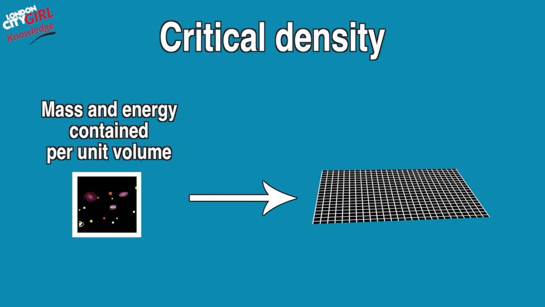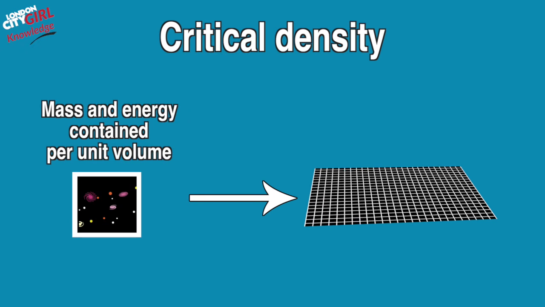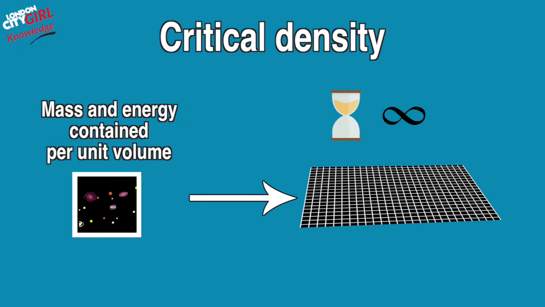That means the gravity produced by the mass and energy in the universe is such that it perfectly balances out the stretching of the universe. When the universe has critical density, it continues to stretch at a decreasing rate forever until infinite time has passed, whereupon the stretching will finally halt. But as we all know, infinity has no end.